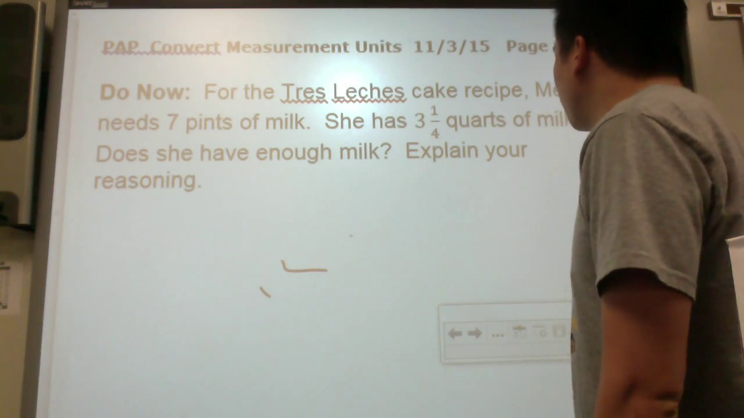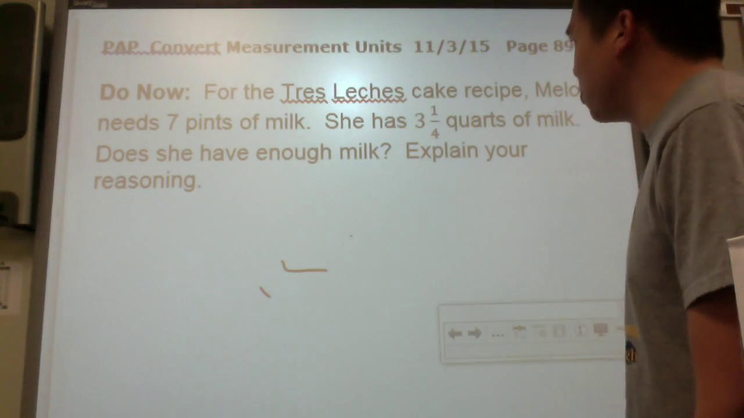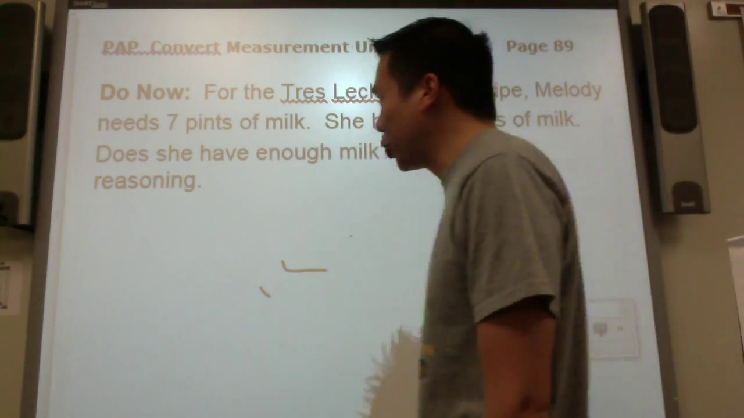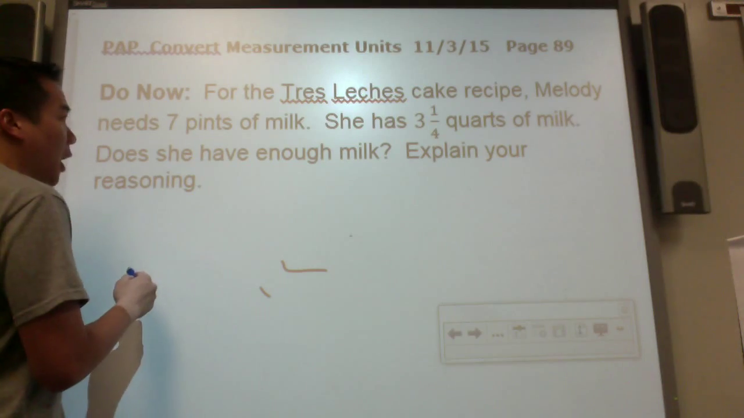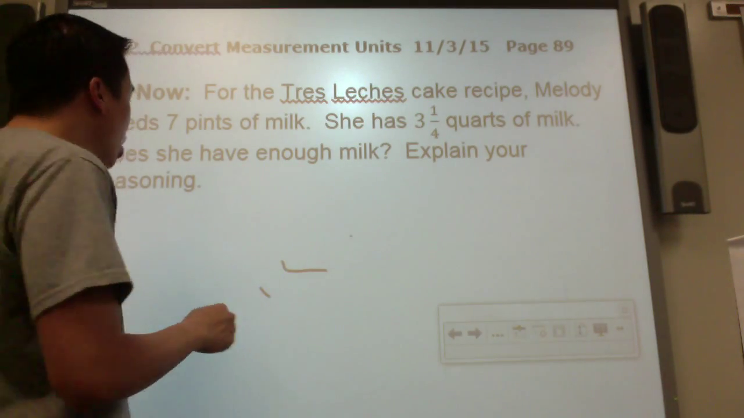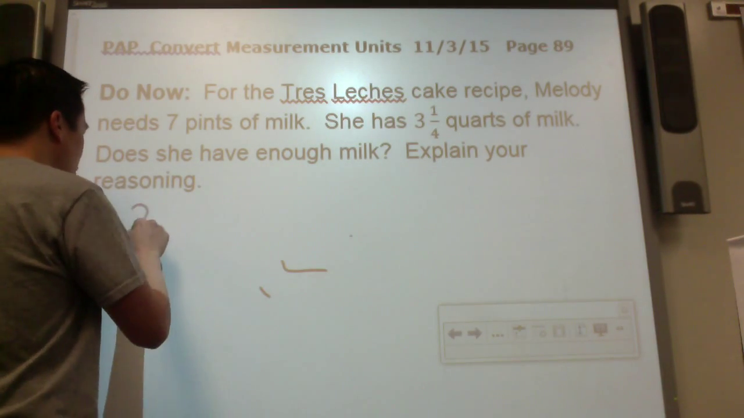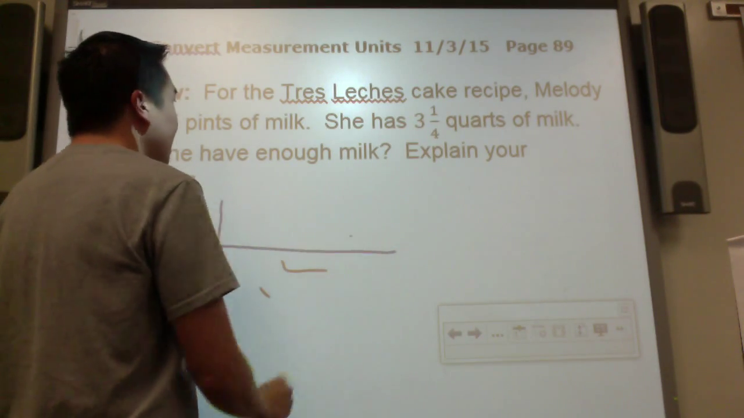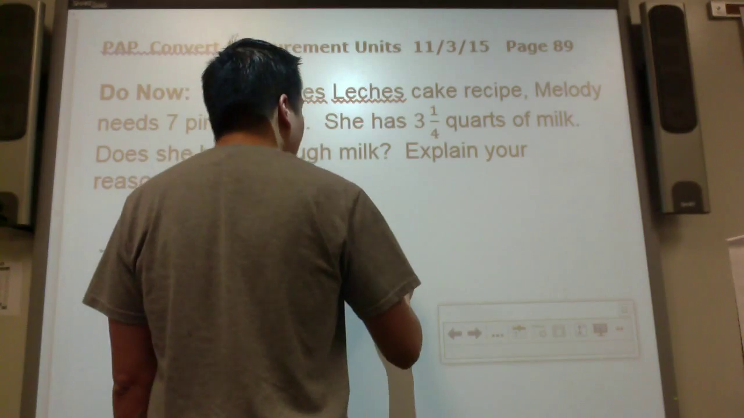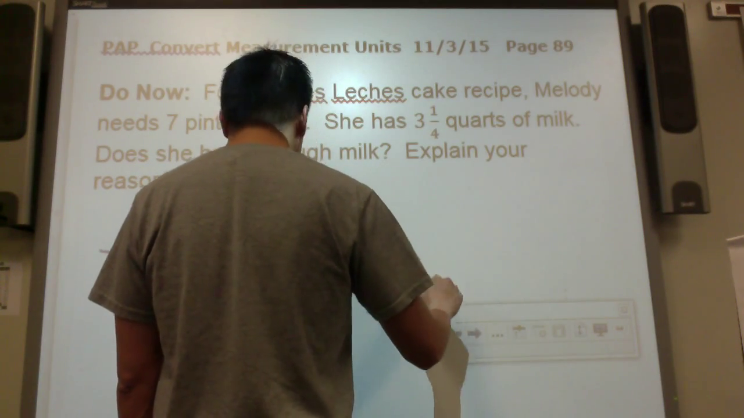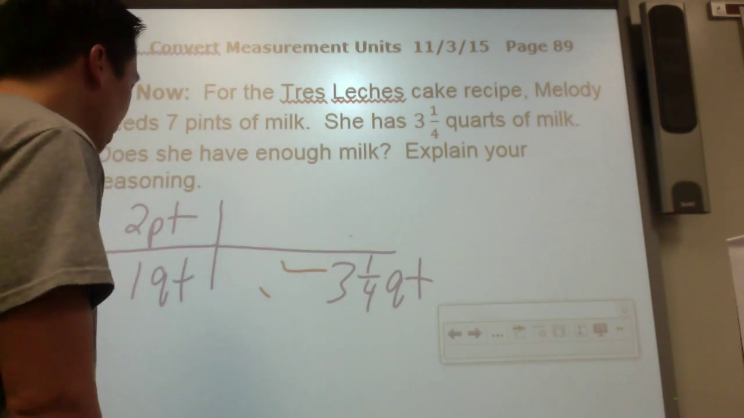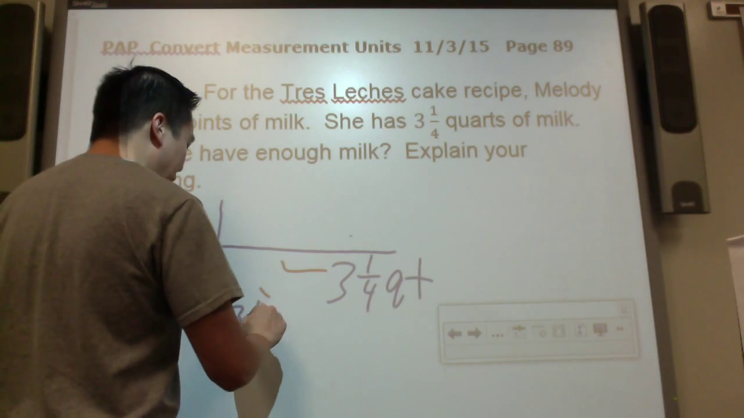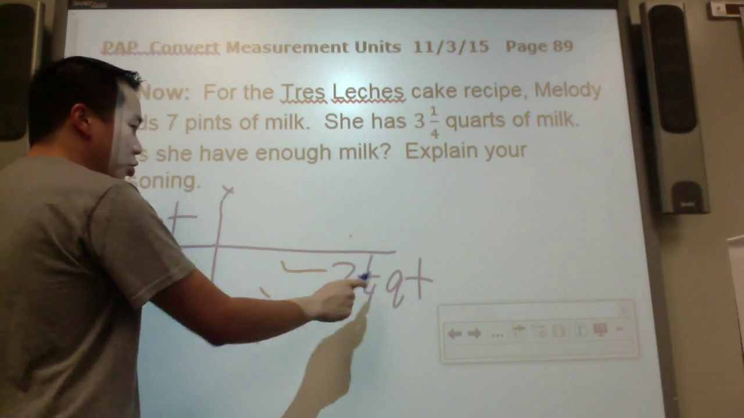She has 3 and 1/4 quarts of milk. Does she have enough milk? Explain your reasoning. So, if you look at your mathematics chart, it says the following: 2 pints equal 1 quart. If she has 3 and 1/4 quarts, what would that equal? How do you scale up from 1 quart to 3 and 1/4?